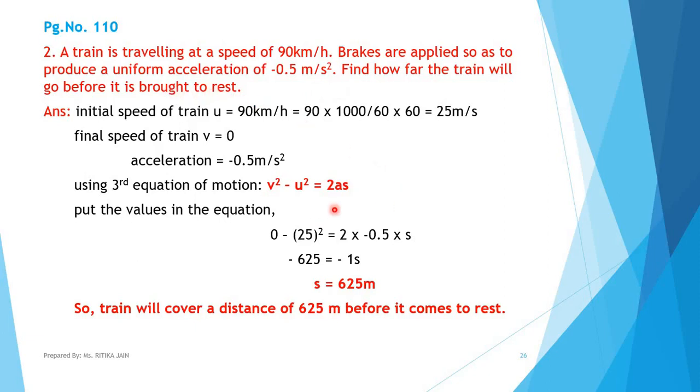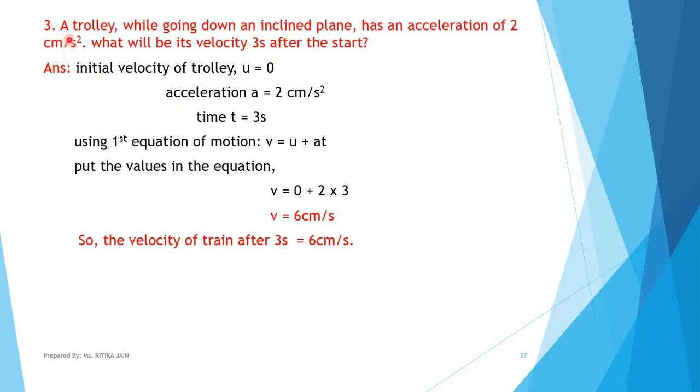Okay, so in this case we will use the third equation of motion because time is not given to us, so we cannot use equation first and equation second. So put the values here. v is 0, u is 25, 2, acceleration minus 0.5 and s is the distance travelled. Put the values. On simplification you will get the train will cover a distance of 625 meter before it comes to rest. Then question number 3.